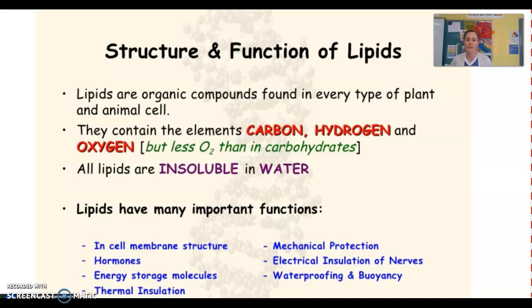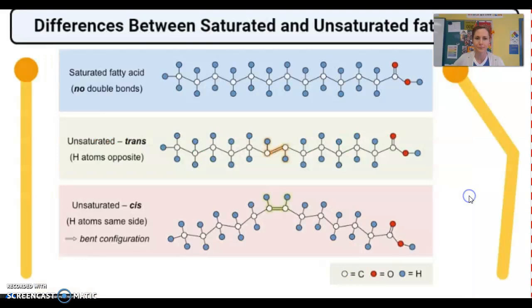Like I said, they're in the cell membrane. They're also hormones, energy storage molecules, thermal insulation, mechanical protection, and electrical insulation of the nerves. Your brain is mostly made up of fat, and lipids also provide waterproofing and buoyancy. So a lot of animals will use this, like ducks, to stay warm in cold water.